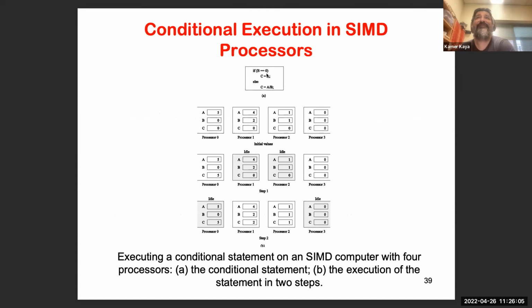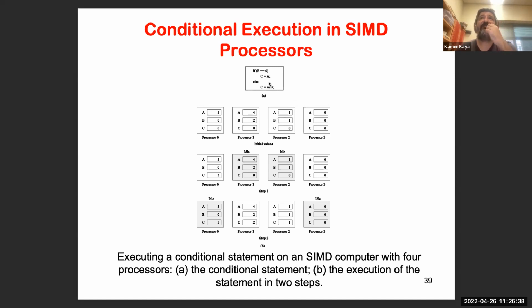So how do we solve that? Let's consider that we have processor 0, processor 1, processor 2, processor 3 controlled by the same controller. They need to do the same operation every time, but there is an if statement here. So the question is, you need to first decide which processes will work. Suppose that these are the initial values of A and B and C.